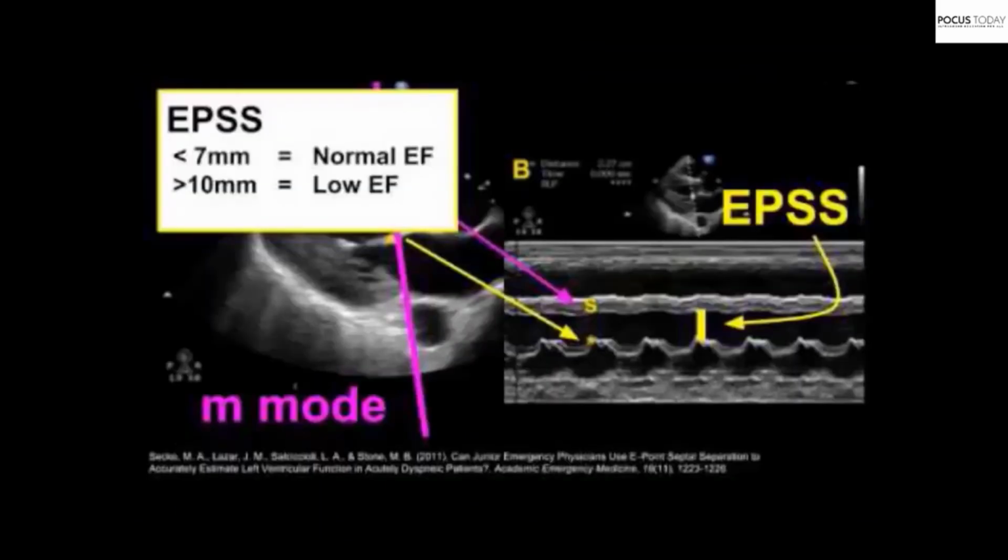Let's look at EPSS measurement. We use M mode in the parasternal long axis to make this measurement. The M mode tracer is placed across the tips of the anterior mitral valve. We measure the distance between the E point of the anterior leaflet of the mitral valve and the septal wall. A measurement of less than 7 mm indicates normal LV systolic function. A measurement greater than 10 mm is indicative of poor LVEF.